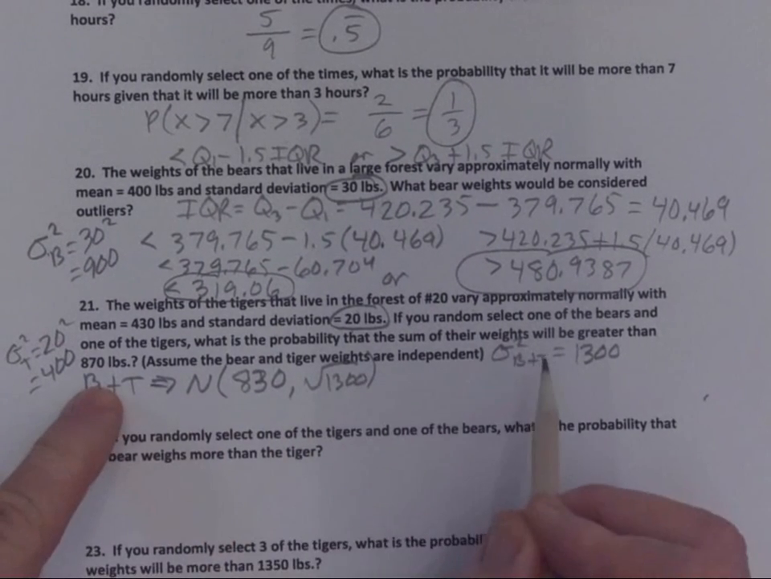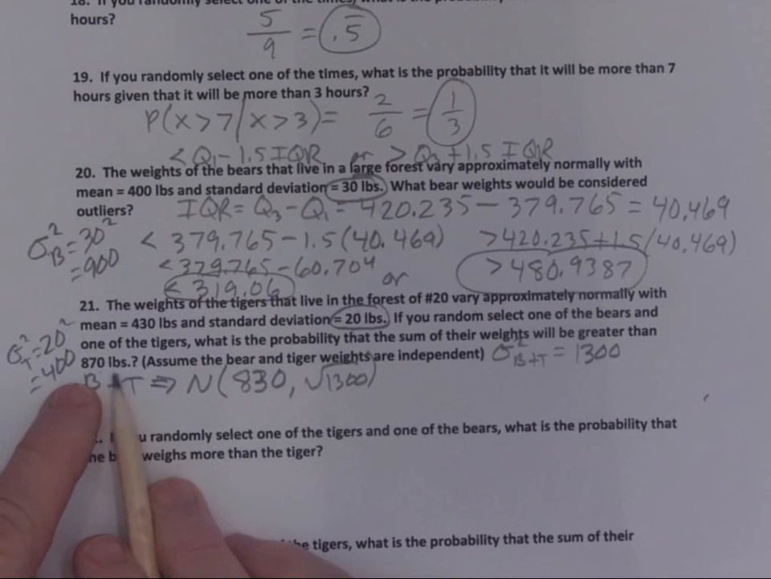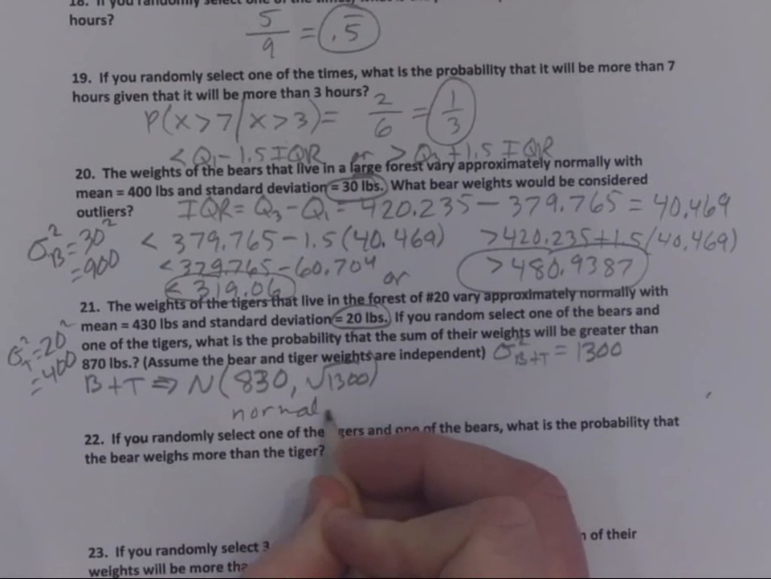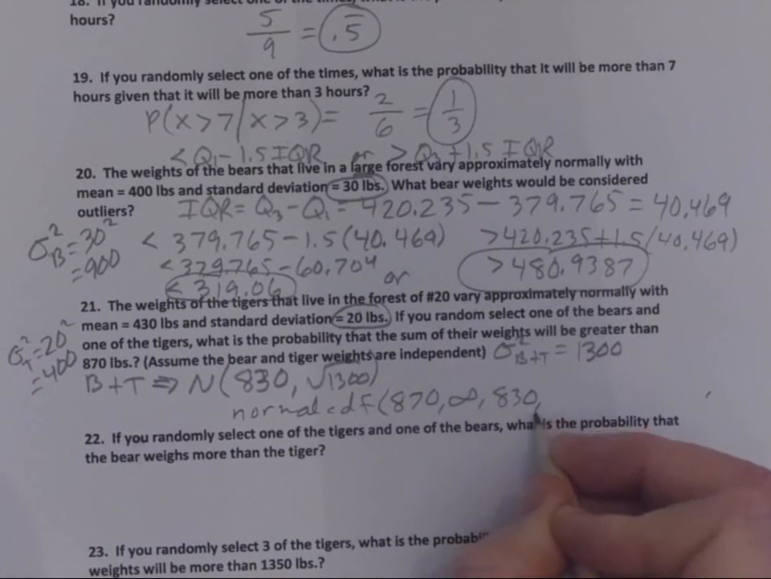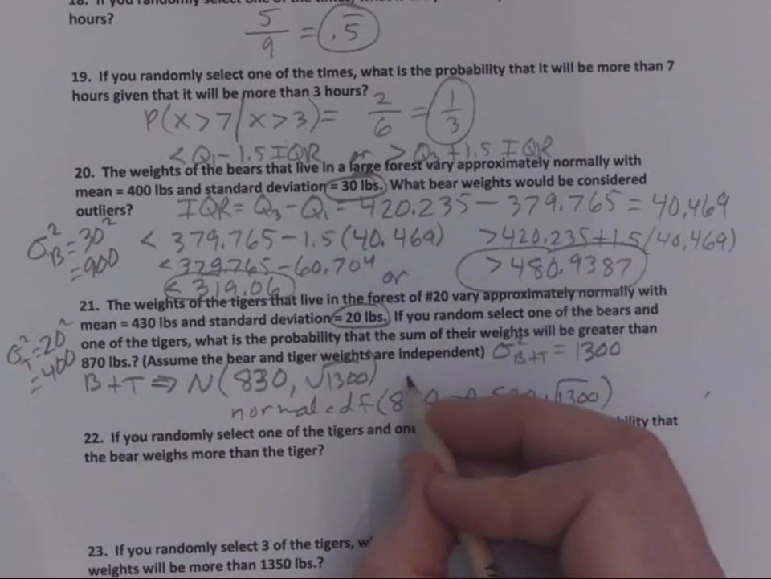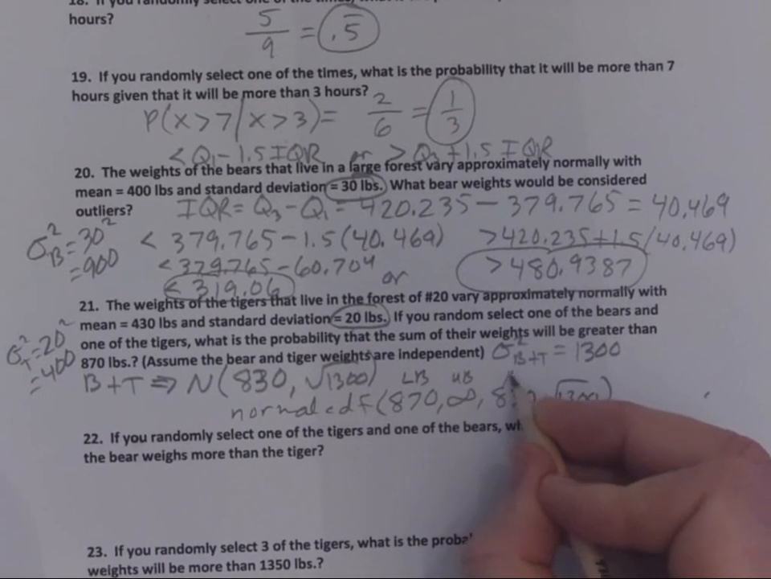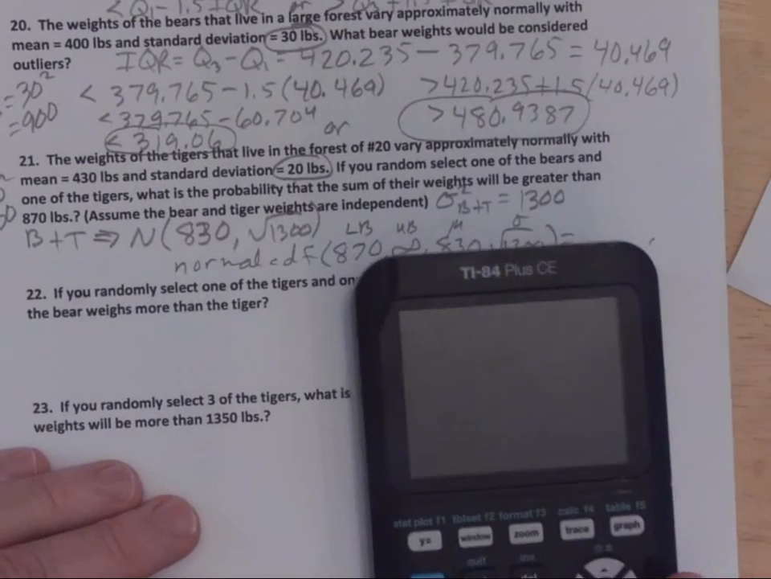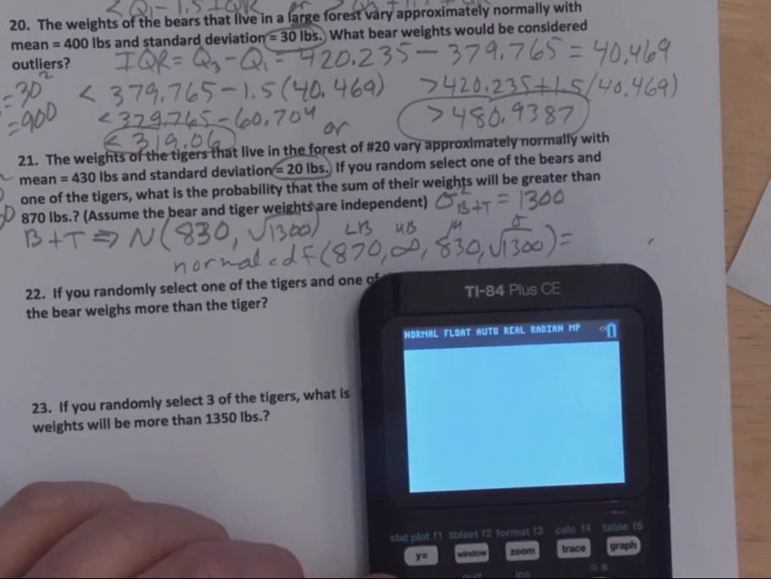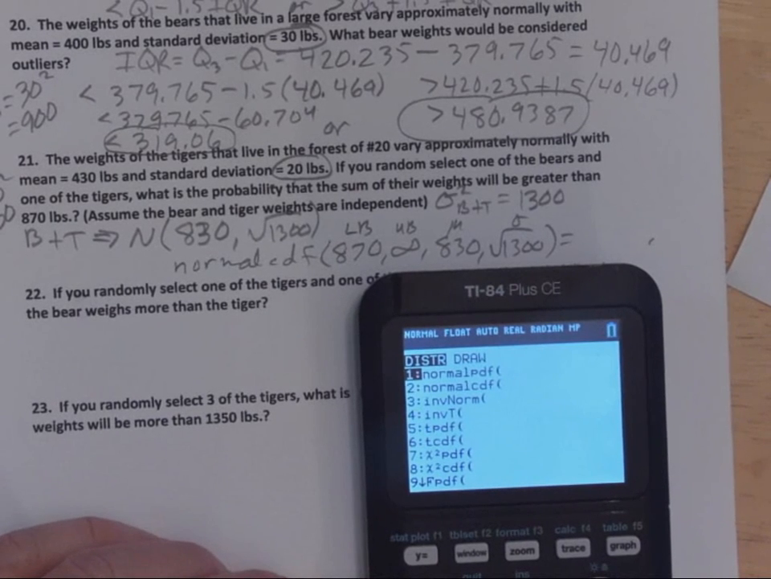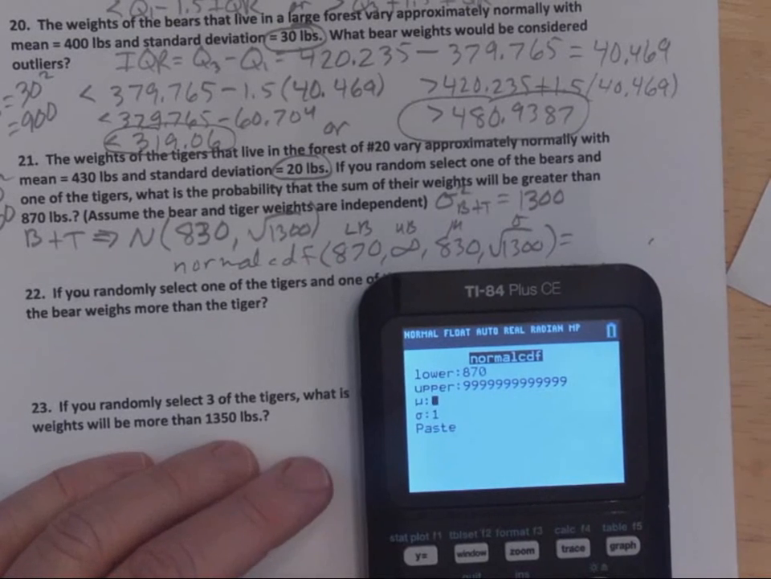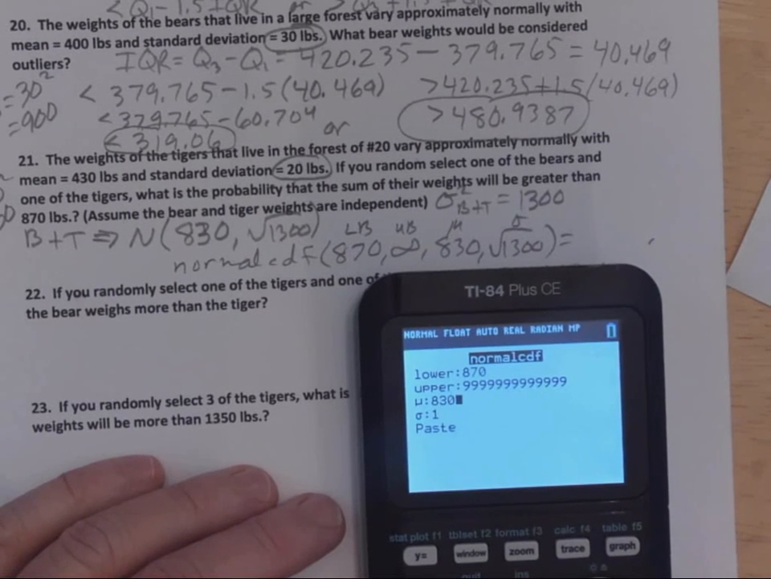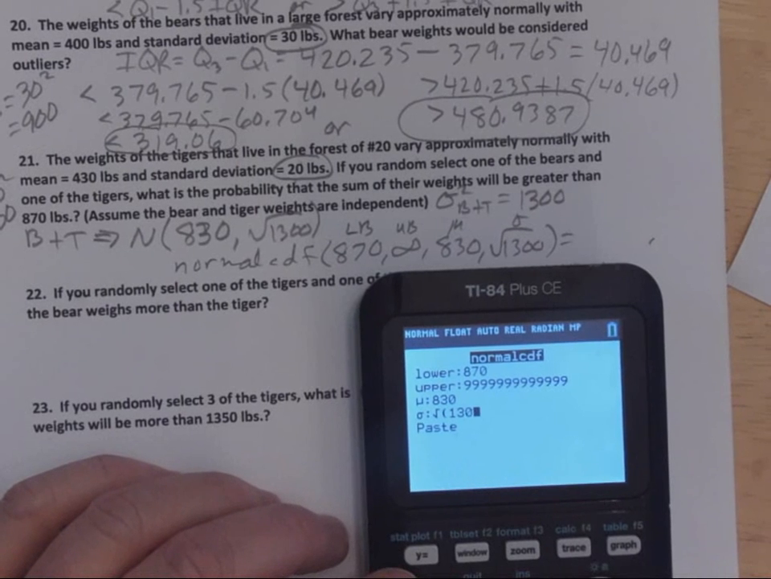Now we can find the probability that if you randomly select a bear and a tiger, their total will be more than 870, and we do normal CDF. Normal CDF from 870 to infinity. Our mean is 830. Our standard deviation is the square root of 1,300. Of course, to show your work, lower bound, upper bound, mu, sigma. And let me remind you on your calculator, normal CDF, so you go second distribution, which is the VARS button, of course, and we'll do normal CDF, and we are going from 870 to infinity. And then my mean is 830, and my standard deviation would be the square root of 1,300, like that.